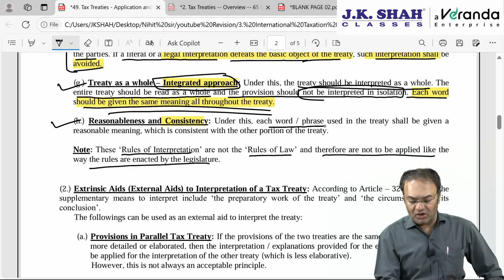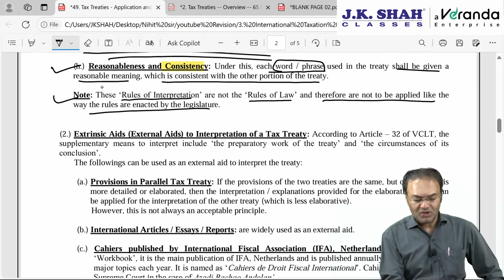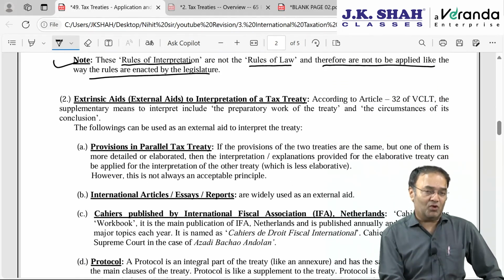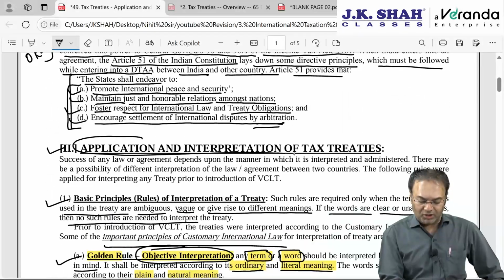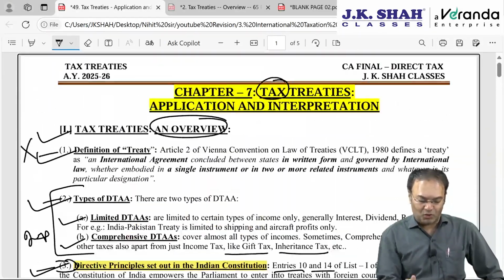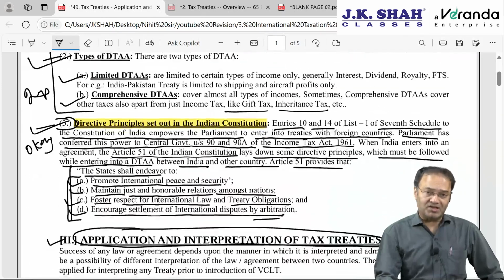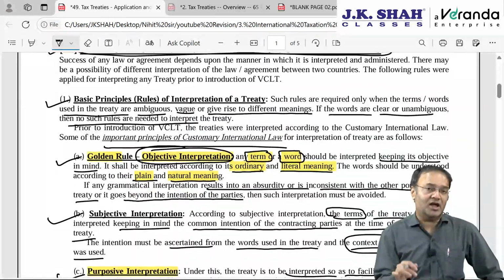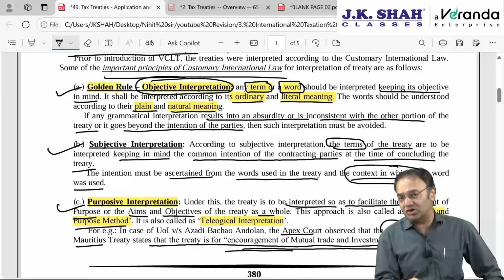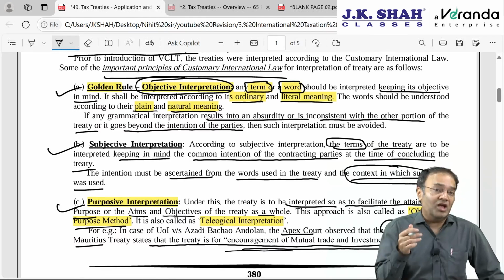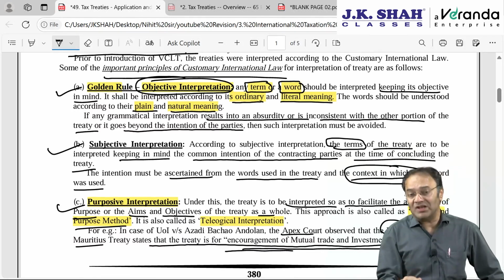Under this, each word or phrase should be given a reasonable meaning which is consistent with the other parts of the treaty. Note, we have already studied, now what did we study? We are under the title application and interpretation of treaty. The first title was overview of the treaty. The second part is application and interpretation combined together. In that we finished the first point, basic rules or basic principles of interpreting the treaty. There were 8 basic rules on which our beloved Institute asked MCQs in the form of match the column.